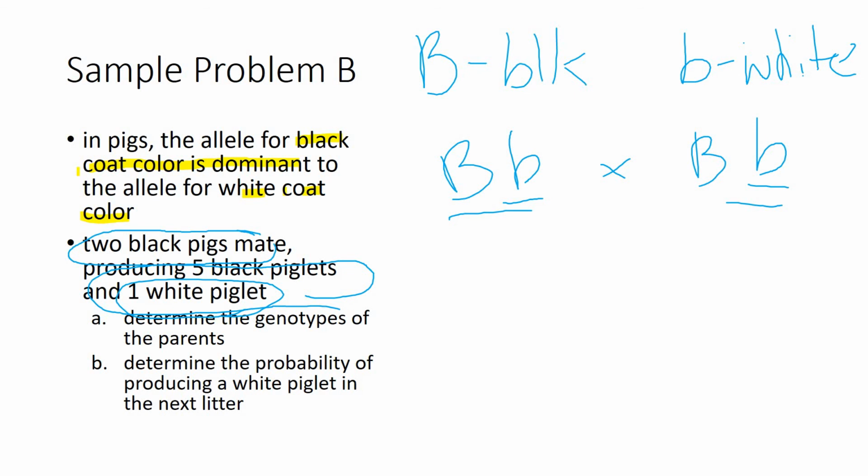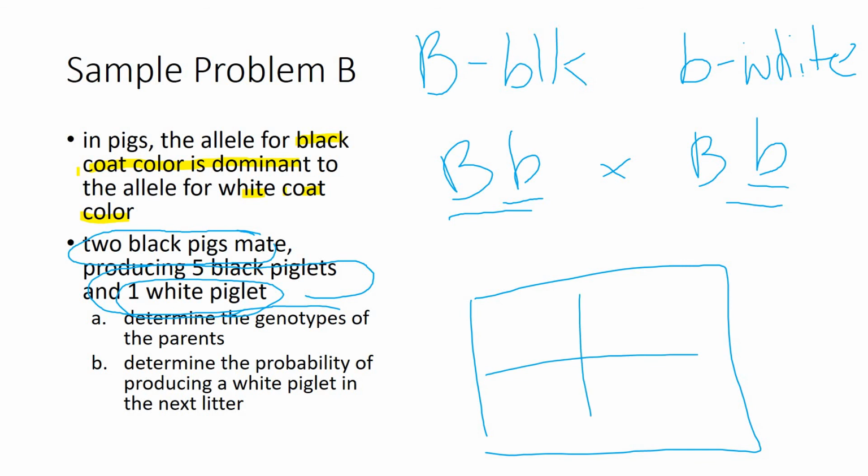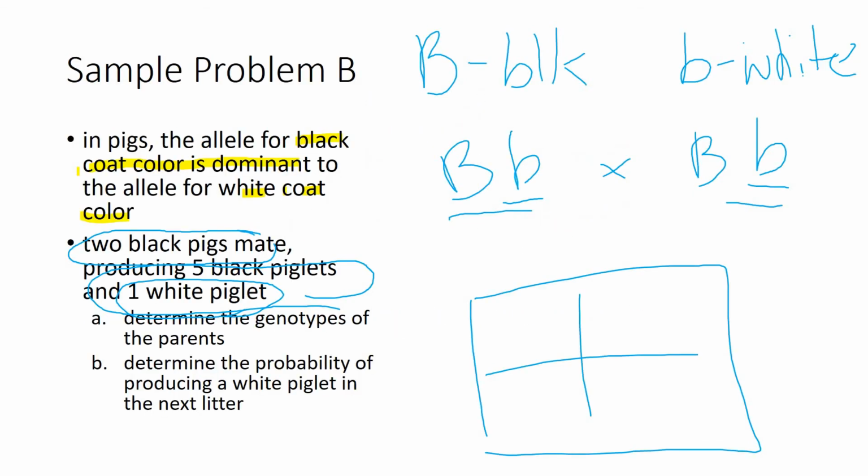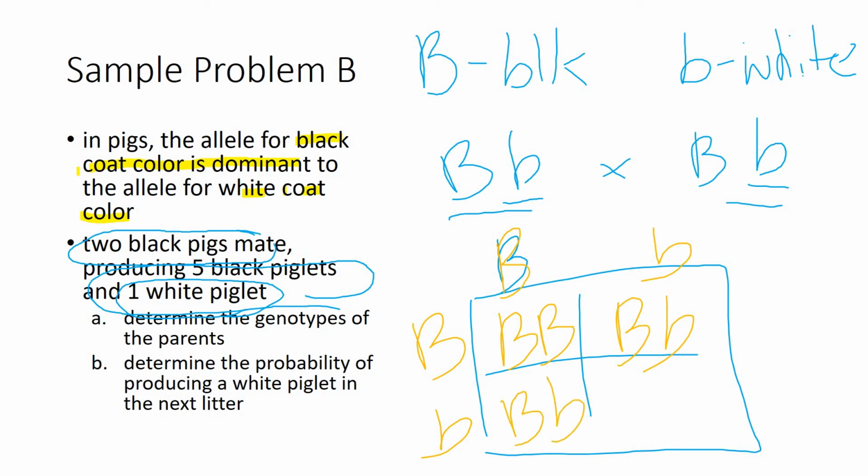Now, determine the probability of producing a white piglet in the next litter. Next litter means it's the same parents. So now we have to take out our Punnett squares again. Going to switch color for our ink. All right, let's put our gametes here. Now we're going to have the entire thing filled out.